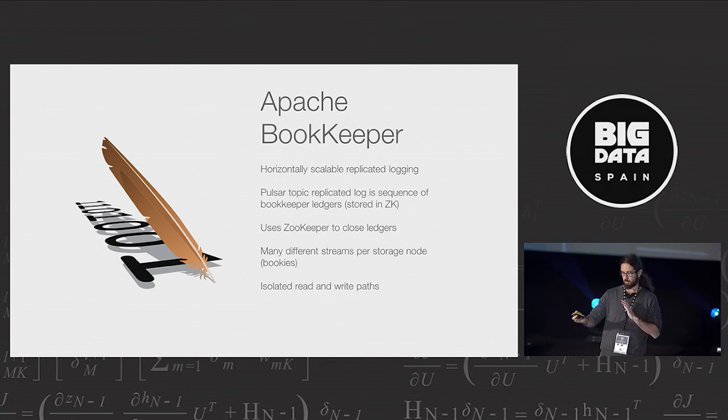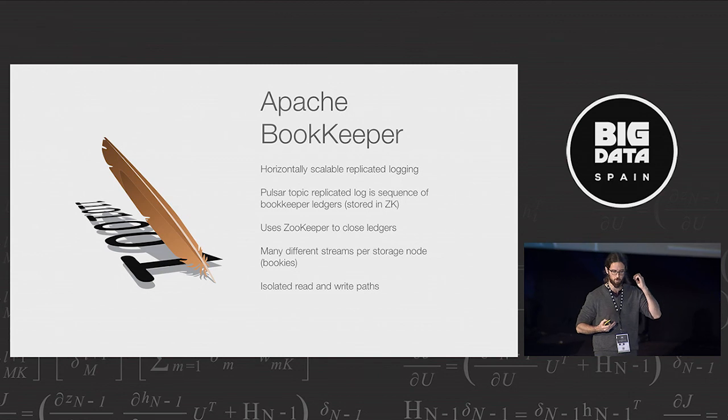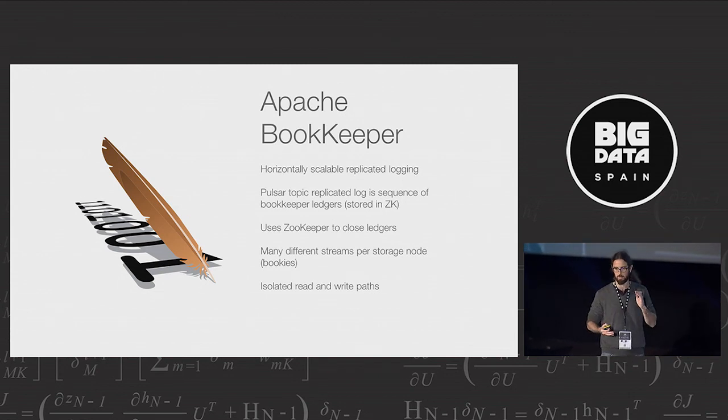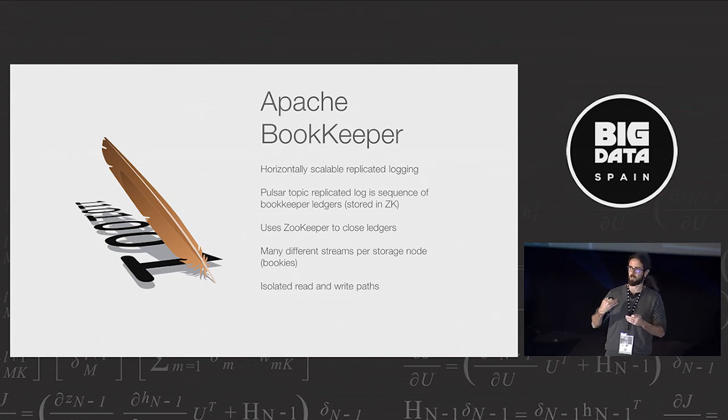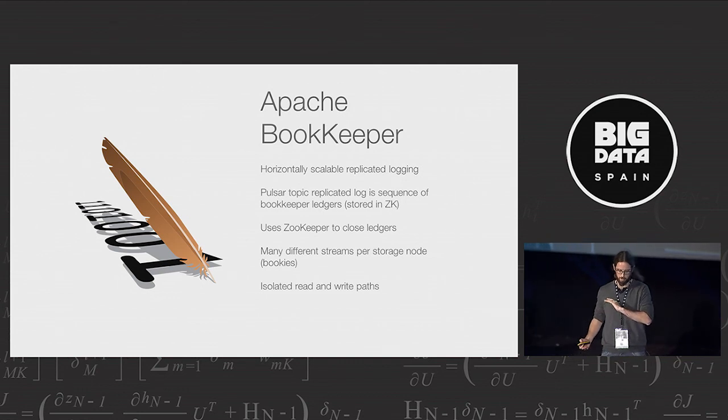It also, related to this, isolates the read and the write path. So the critical path for writes goes to a completely different disk than the critical path for reads. And this is very important for our isolation requirement on catch-up. So if we don't want recovery to affect other applications in our system, we need this isolation, and Bookkeeper provides it.